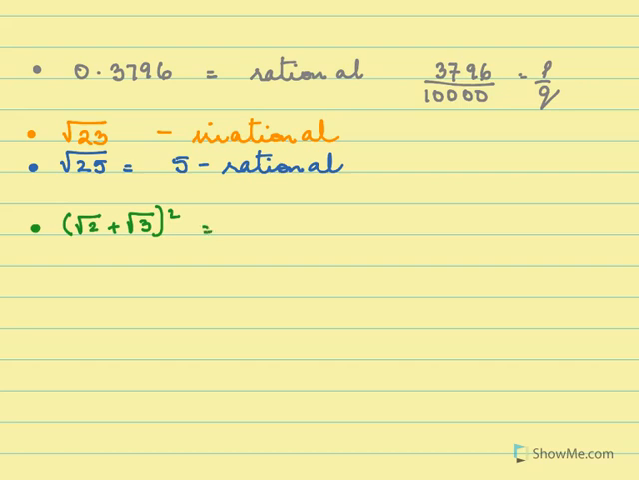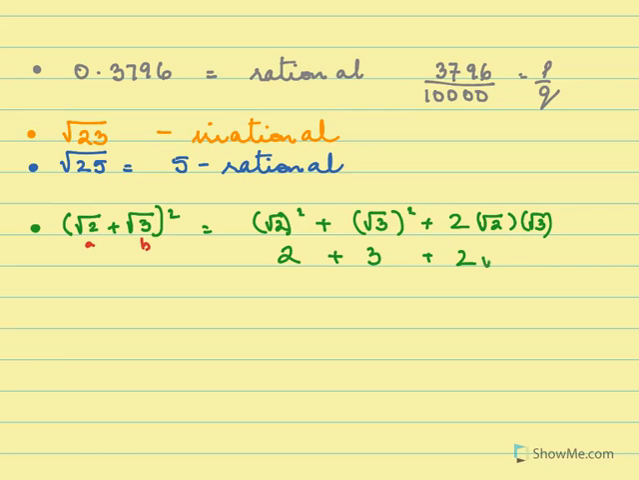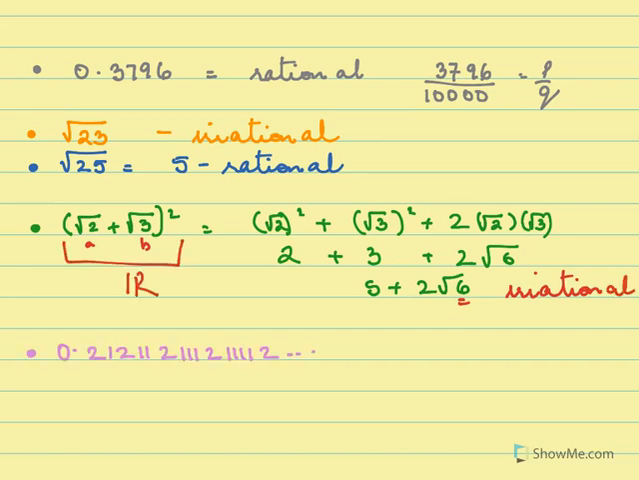Now root 2 plus root 3 the whole square. I use the formula a square plus b square plus 2ab. So here is my a and this is my b. So I will put here now a square, b square, 2ab. So root 2, root 2 is 2, root 3, root 3 is 3, and root 2 into root 3 is root 6. So I have 5 plus 2 root 6, and 5 plus 2 root 6 is irrational because of root 6. So this number is now also irrational.